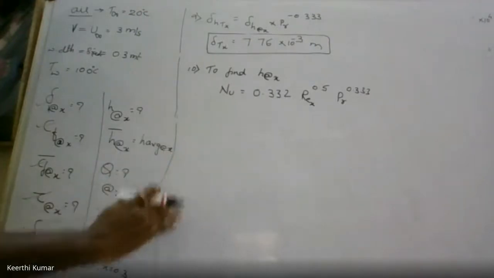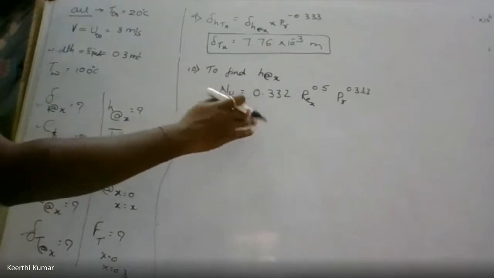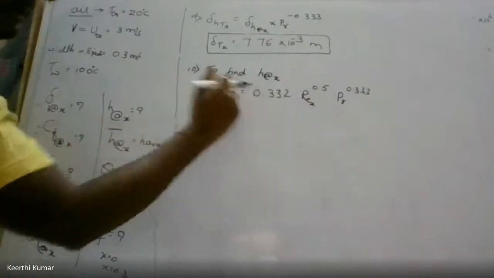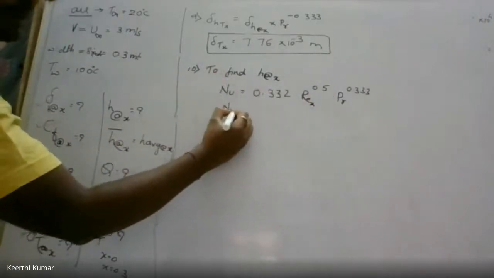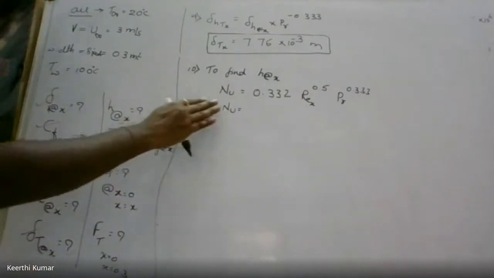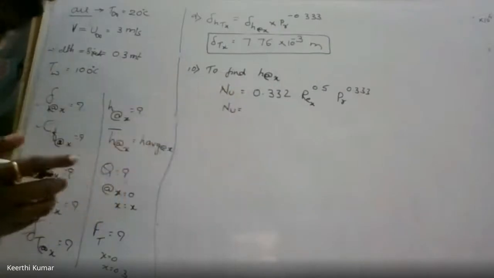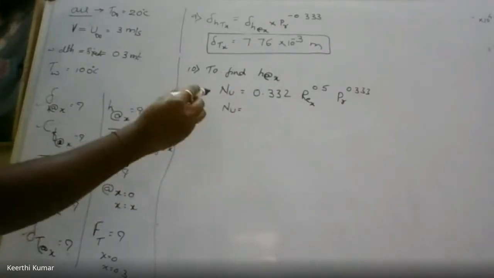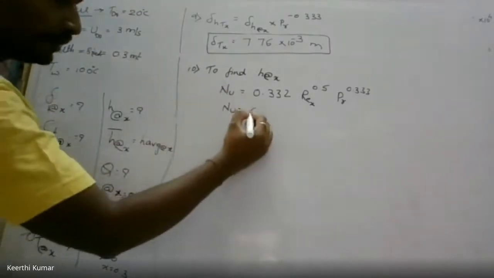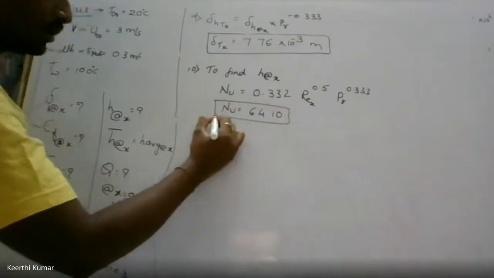For all the problems I give, the range is 0.6 to 50. So now we got the Prandtl number, and this equation holds good. So find out the Nusselt number first. Why are we finding the Nusselt number, even though he has not asked? Because to find the value of h at x, the Nusselt number is mandatory. So what is the Nusselt number we got? Rex we know, Pr we know, everything we know. There I got 64.10. Nusselt number is a dimensionless number.